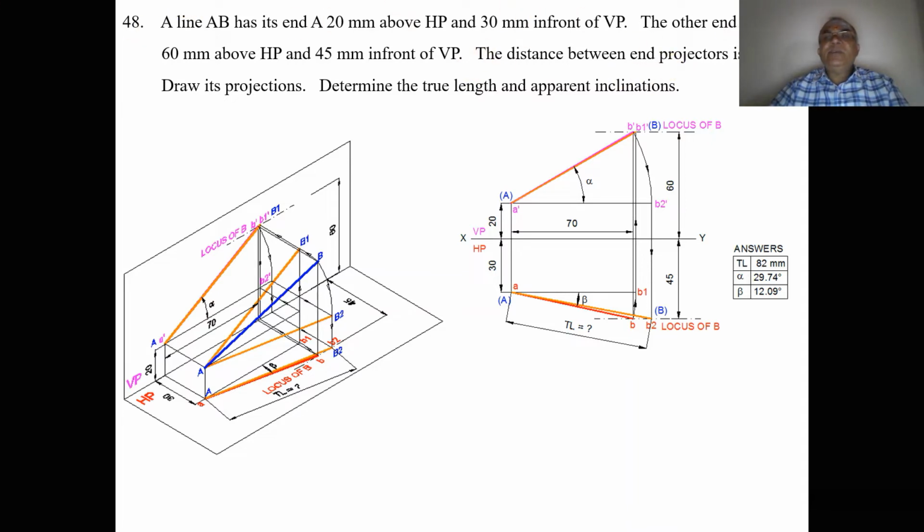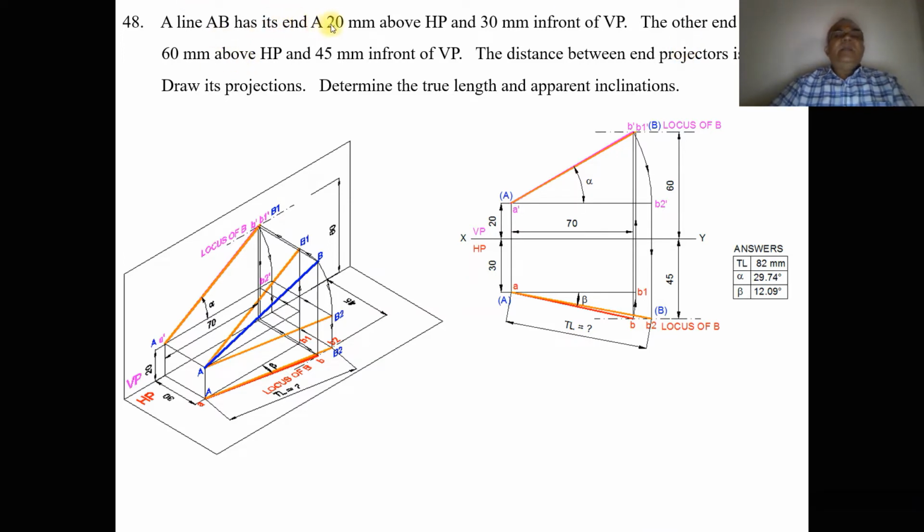The distance between the end projectors is 70 mm. So he has given the distance between the end projectors, measured parallel to the XY line from projector A to projector B, which is 70 mm. Since he has given the end projectors, they will always touch the locus. Determine the true length and apparent inclination. In other words, he has given the front view and the top view, and we need to find the true length and apparent inclination. That means we need to find alpha and beta. Now we are going to analyze this problem.